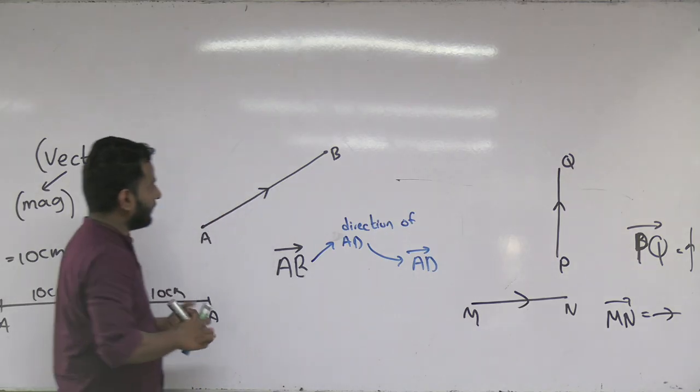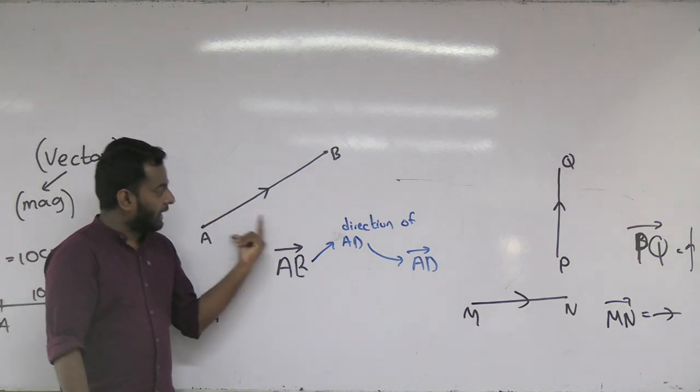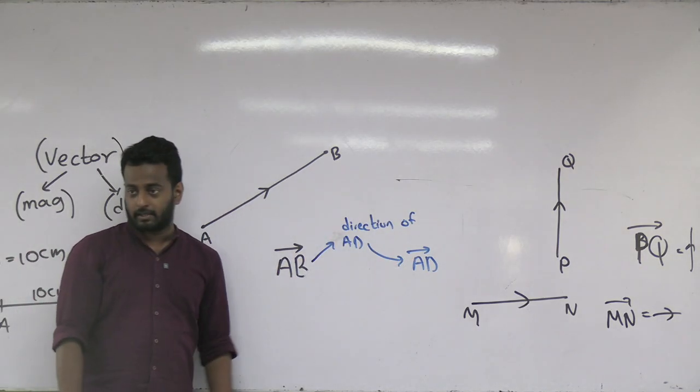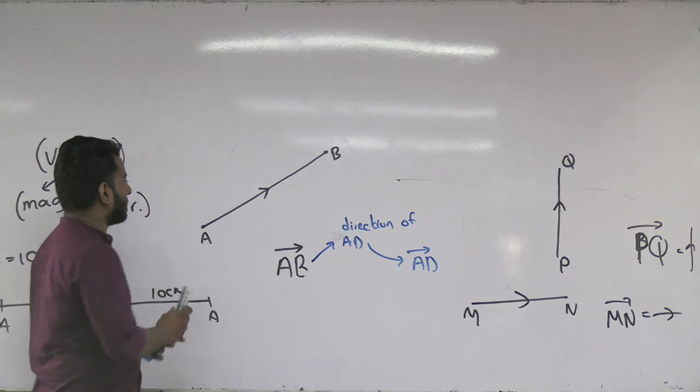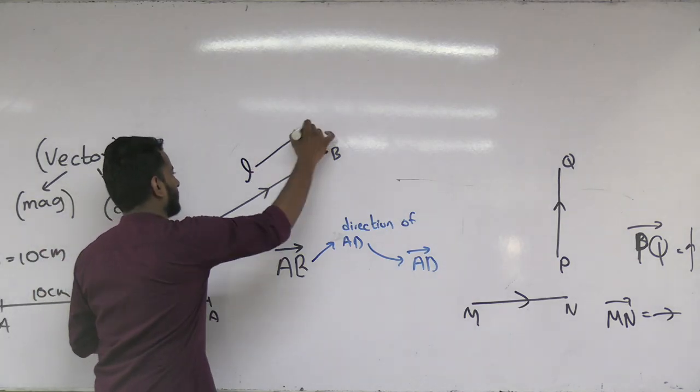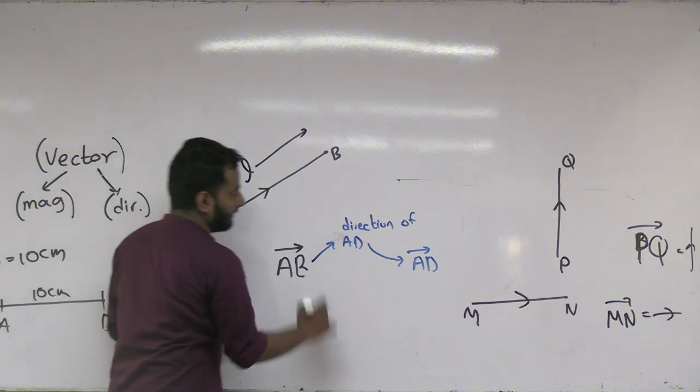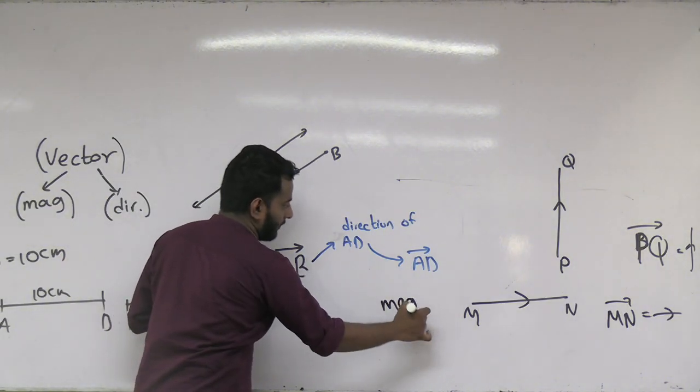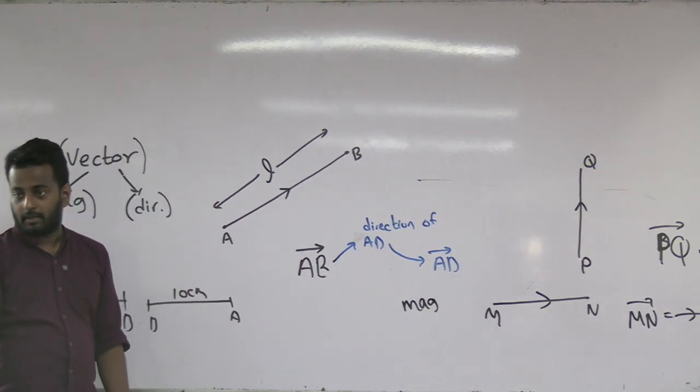Okay, so what we say is the direction of the line represents the direction of the vector. That is point 1. And the second point is the length of the line. The length of the line represents the magnitude of the vector. Are you okay with that?